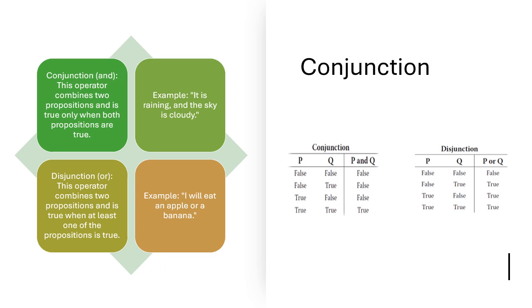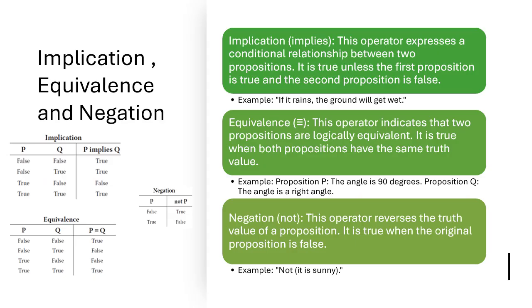So conjunction and disjunction: if one of the inputs is false or both the inputs are false, then your output will be false. That is simple AND operation. If two inputs are enabled, then your output will be enabled. In case of disjunction, if any one of the inputs is true, your output will be true. If both the inputs are false, then your output will be false. If both inputs are true, then your output will be true.